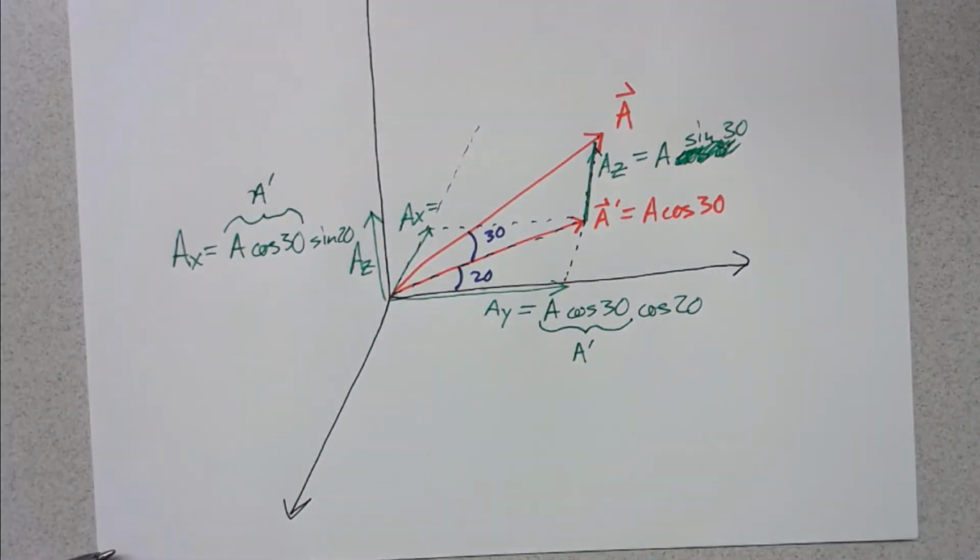When you write A, you mean like the vector A? I mean the magnitude of it. Okay. Yep.